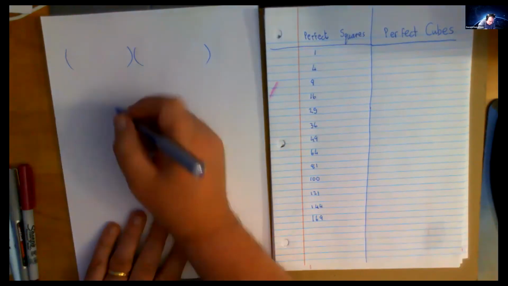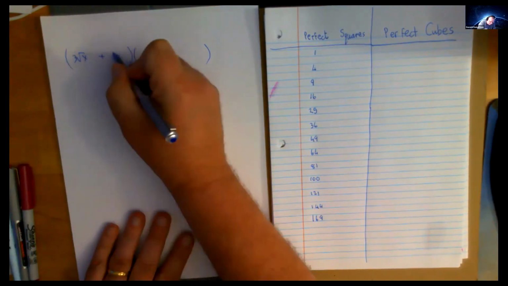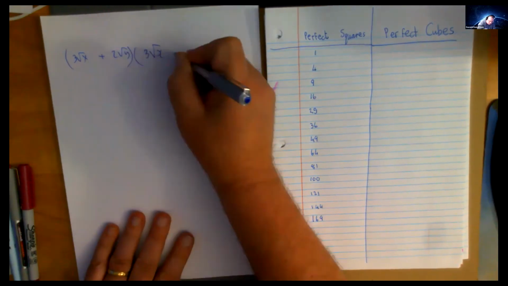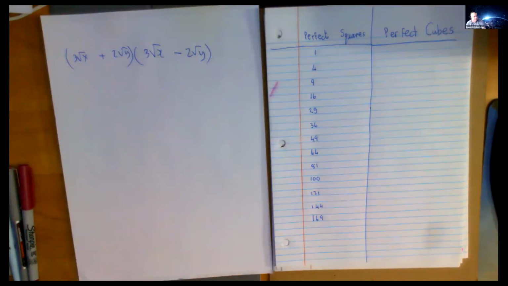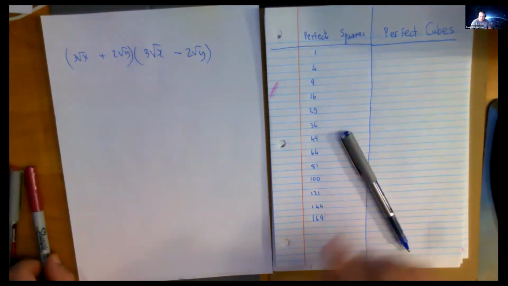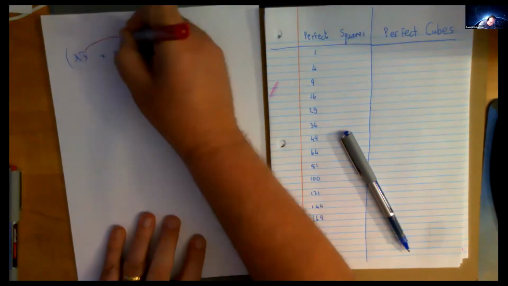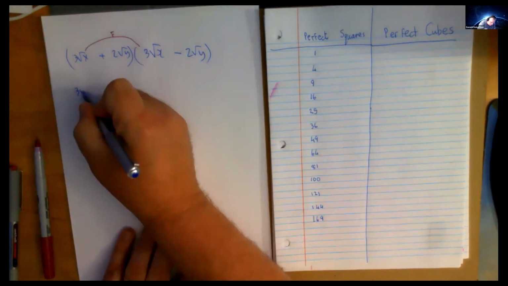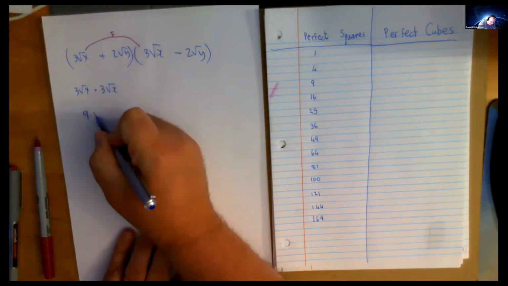Okay, this is going to be a FOIL. 3 square root of x plus 2 square root of y, times 3 square root of x, take away 2 square root of y. Agree that's a FOIL, right? Two things times two more things. I'll do my little arrows here, just like we did with the numbers. If you do the F, you multiply 3 root x times another 3 root x, and won't that become 9 times the square root of x squared?